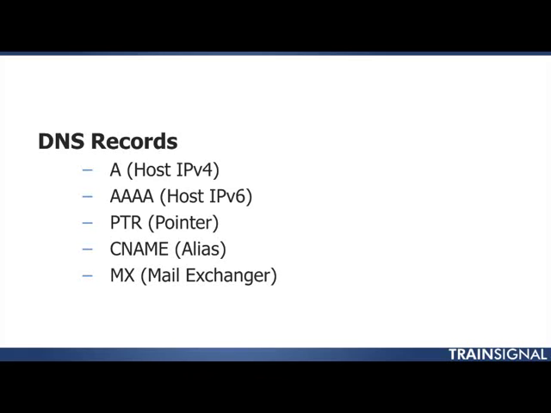The only difference between an A and a quad-A record is that the A record is used with IPv4 and the quad-A record is used with IPv6. That's the only difference. Now, the next type of record that I have listed here is a PTR record, or what's sometimes referred to as a pointer record. A pointer record is the opposite of a host record.